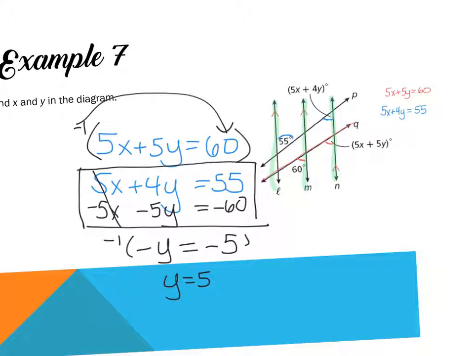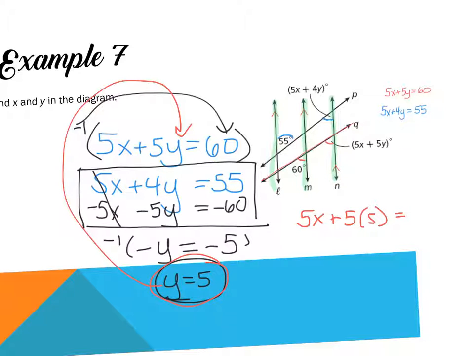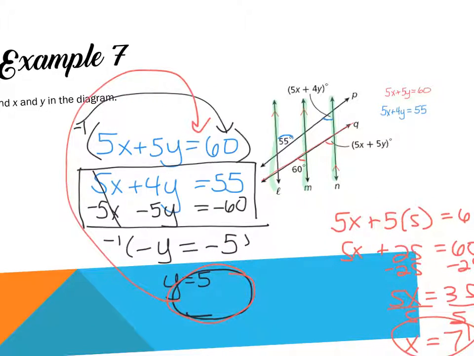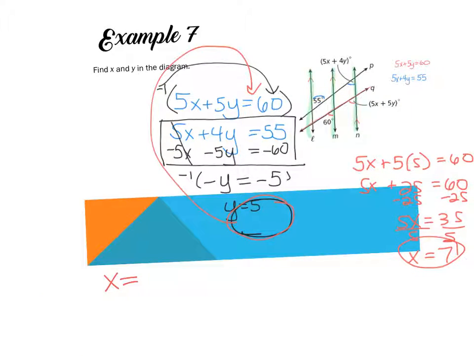Now that I've got one variable, so now I've got the y, I have to take it and plug it back in, and I can plug it back into either one, but let's say I plug it back into that top one. 5x plus 5 times 5 equals 60. 5x plus 25 equals 60. Subtract the 25. And divide by 5. So now I've got both x and y. So x is 7, y is 5.